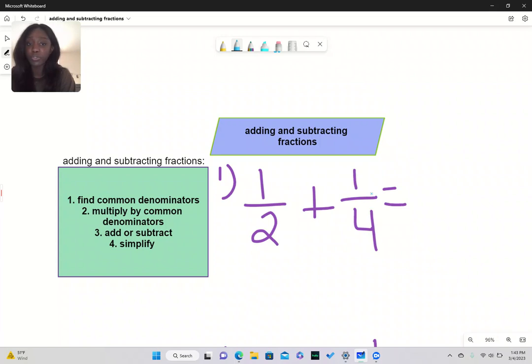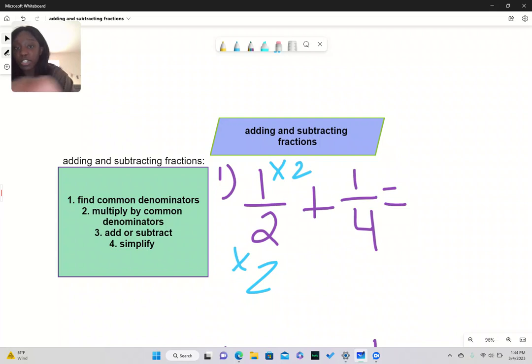So we have 2 and 4. What do you have to multiply 2 by to get to 4? 2. So 2 times 2 will get you 4. And whatever you do on the bottom, you have to do on the top. So you would also multiply the numerator by 2.